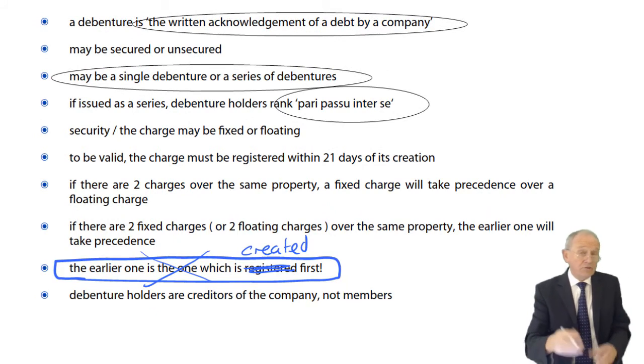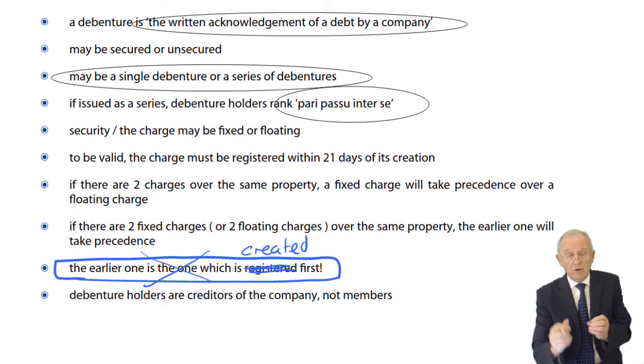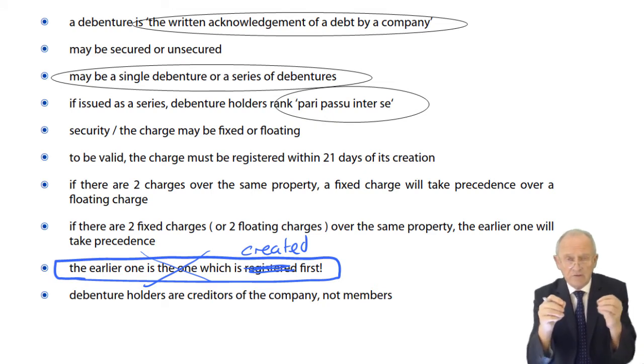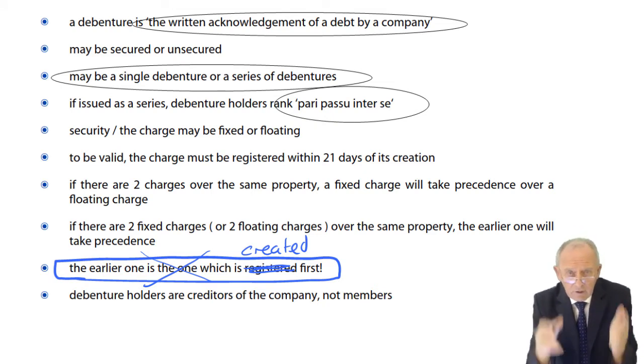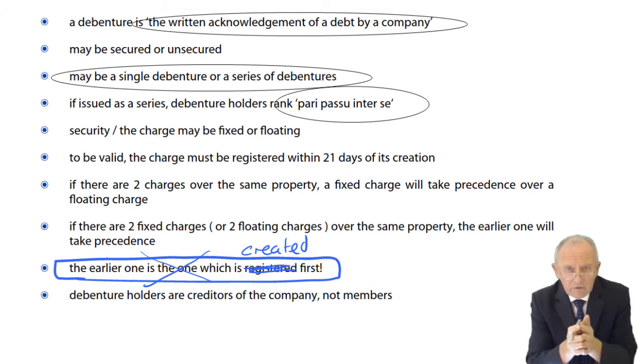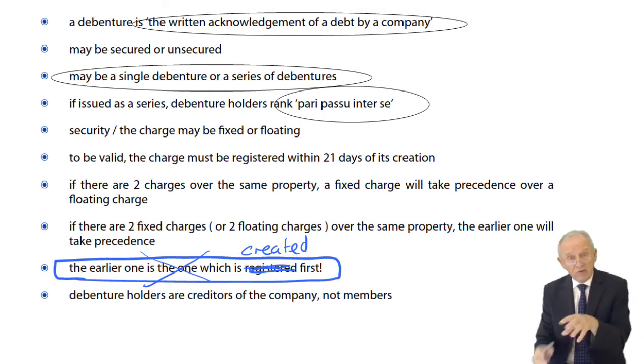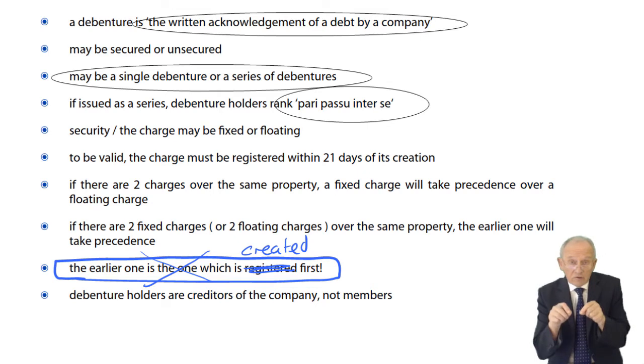If there are two charges of different nature, one secured by fixed charge, one secured by floating charge, two different securities, it doesn't matter what the date of creation, the fixed charge always beats the floater. The loan which is secured by way of fixed charge over specified property always beats the floating charge, which doesn't attach to specified property.